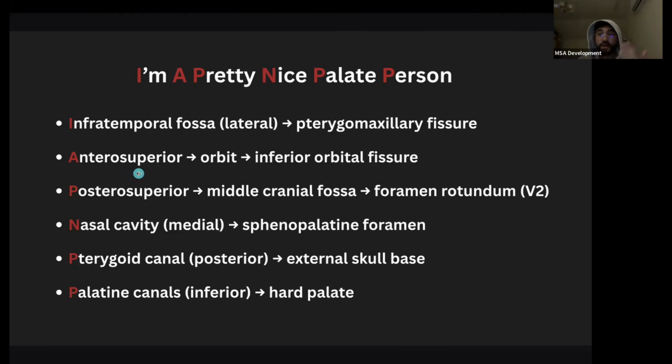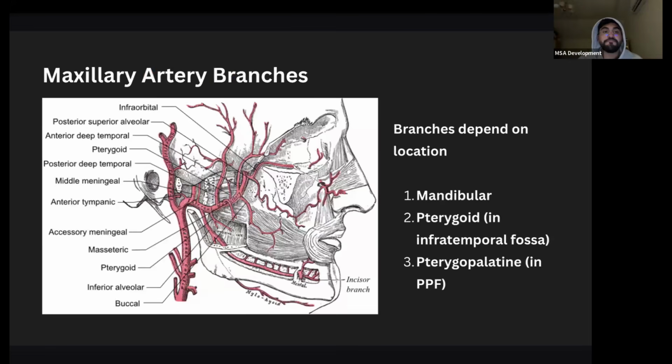The anterior superior part of it is going to be the orbit. Okay, through the inferior orbital fissure. The P is for posterior superior, which is going to be your middle cranial fossa, nasal cavity, pterygoid canal, and the palatine canals. Okay, but the maxillary artery has a lot of branches actually, and it depends on the location. So we have three locations that we need to cover. We have the mandibular area, we have the pterygoid area within the infratemporal fossa, and we have the pterygopalatine area, which is within the pterygopalatine fossa.